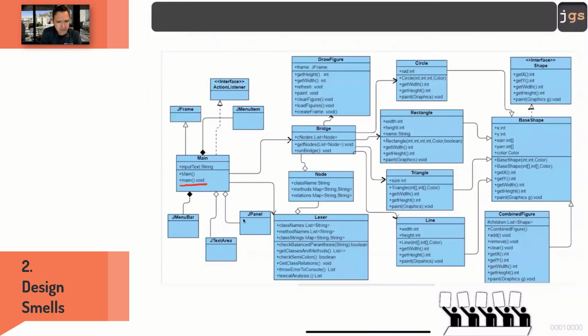The main has the listeners. This is important. The main is also the listener. Okay, no problem. The main is going to have the listeners. The main is the one that has the frame. Okay, the main is going to be the graphical user interface.